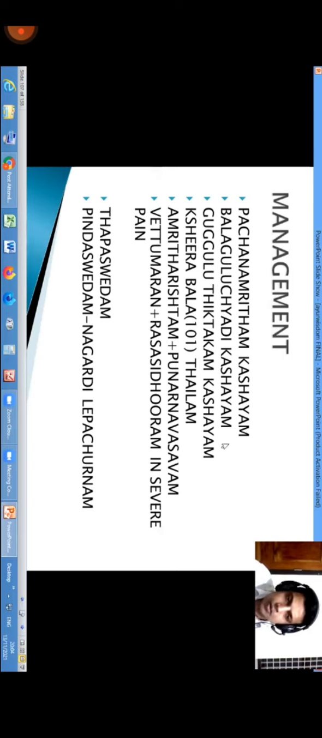Then Tapasvedam is found useful in plantar fasciitis. Pindasvedam with Nagaradi Choornam or Kottamchukkadi Choornam we can use, not applying directly on the skin, but as Choorna Pindasvedam with Nagaradi or Kottamchukkadi Choornam. It is found useful. Then Agnikarma, we can use Agnikarma treatment in plantar fasciitis. 5 or 6 sittings may be needed.